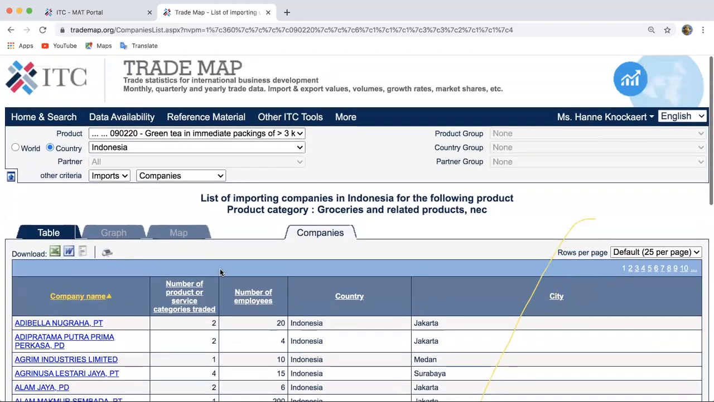Okay, I think I have covered most of the information on TradeMap. Let me take a look at the questions. If you have a question, you can always email our generic email address, which is marketanalysis@intrasend.org.